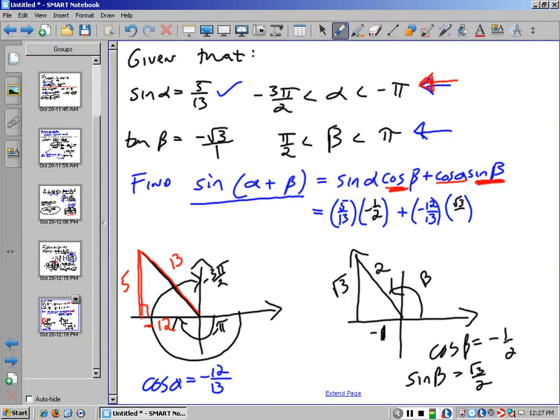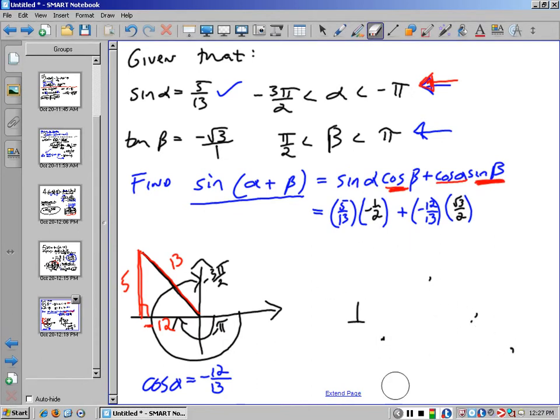And now we're in good shape to get my final answer. Right? I just got to multiply two fractions and add them together. Any questions how I got those values? All right, so now we can get our final answer. That is negative 5 over 26 minus 12 root 3 over 26.